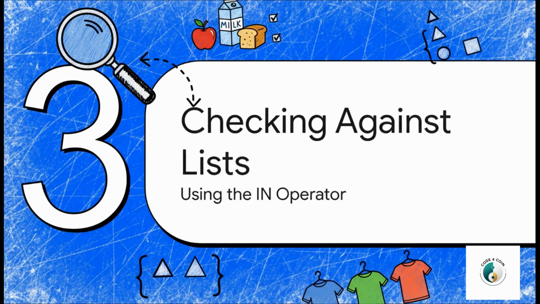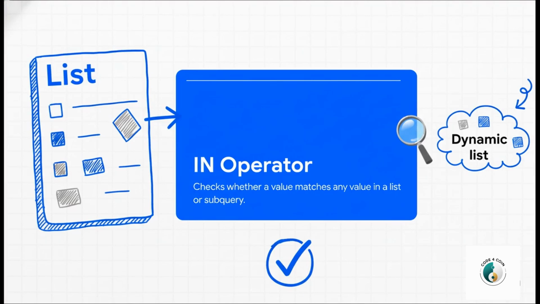All right, on to our third and final tool in the main toolkit. Sometimes you don't have a neat range or a simple text pattern. Nope, you just have a list of things, and you need to check if your value is one of them. That is exactly what the IN operator is for. You can think of the IN operator as a membership test. It's just asking, hey, is this value part of this club?